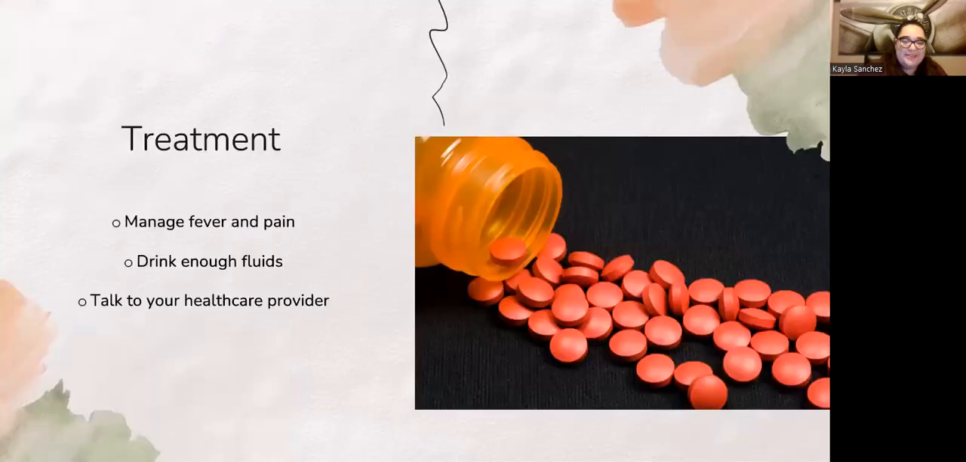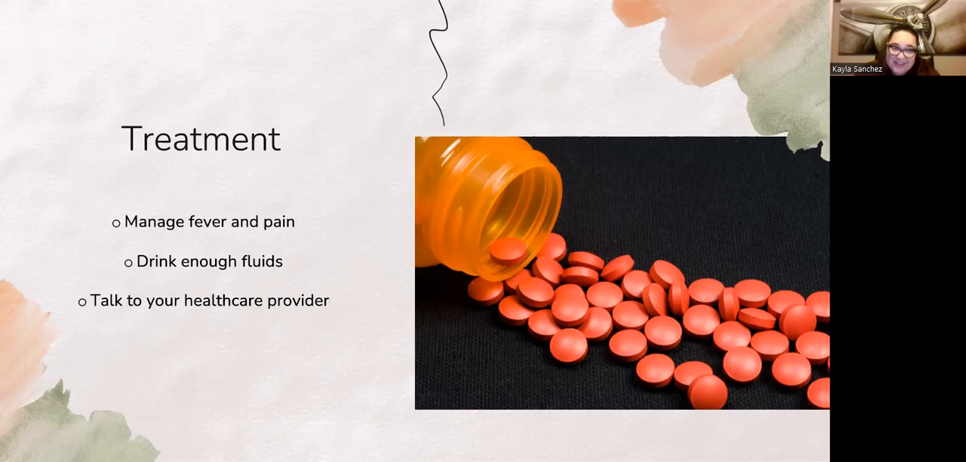And then we have treatment. Because you can't really treat a virus, you can only treat the symptoms. So you want to manage fever and pain. You can take over-the-counter pain and fever relief medicines like acetaminophen or ibuprofen, and you can switch out between those. And you also need to drink a lot of fluids because you want to prevent dehydration when you're sick. You get dehydrated, that's not good. And then just talk to your healthcare provider.